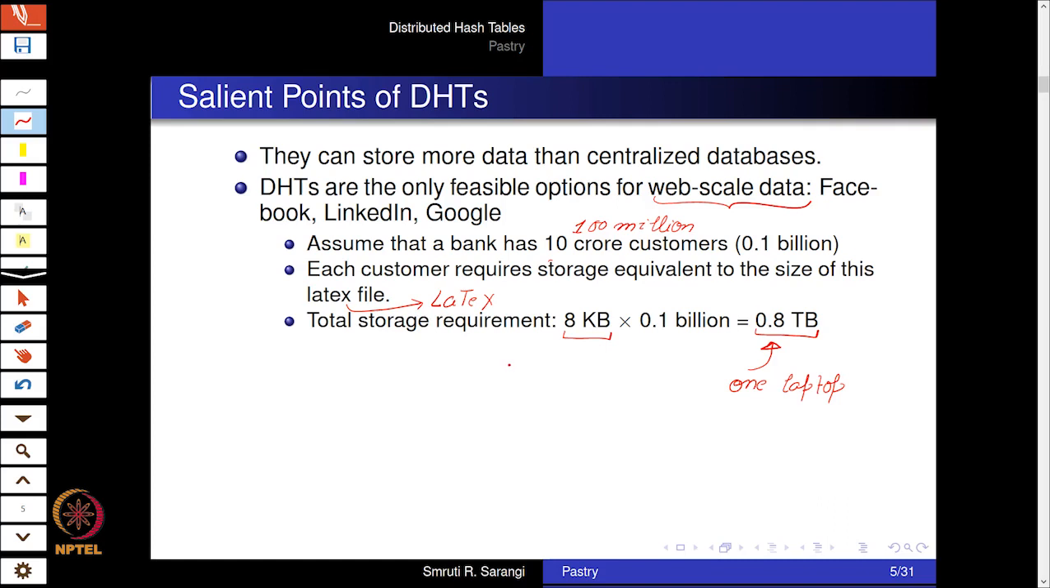So this basically means that, if I have 100 million customers in a bank, which is not a small number by any means, the total data requirement is not much, as opposed to web scale data, where I would actually need much more. So that's the reason for a traditional banking application, I can use a traditional database, but for a much larger source of data, I would need a DHT.